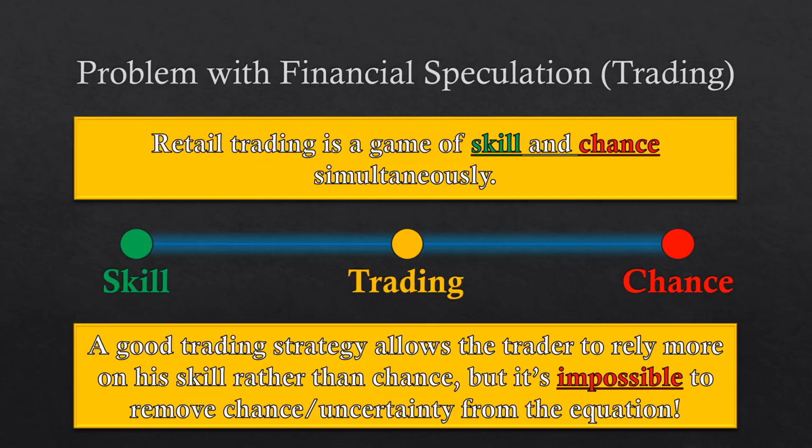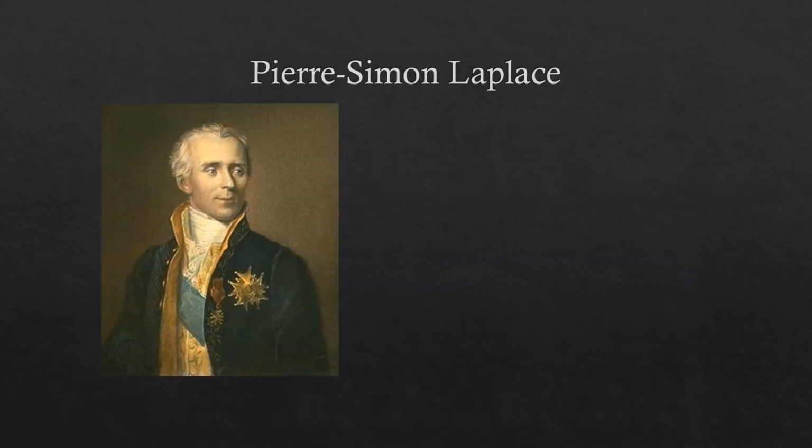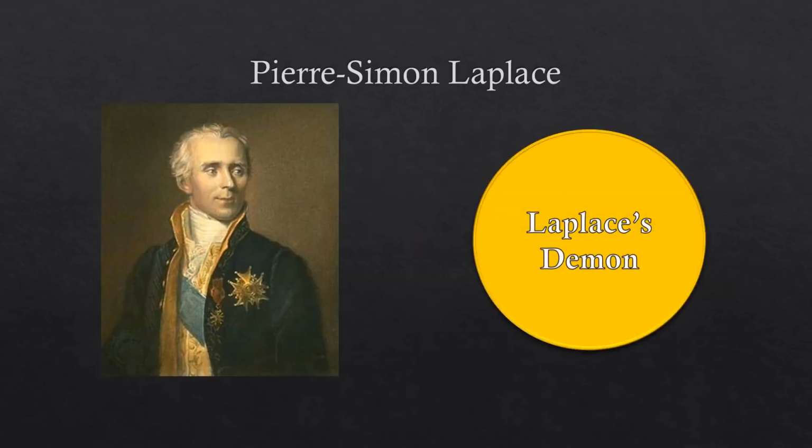In the history of science, there is a concept that helps us understand this idea of limited information. It's the concept of Laplace's demon, proposed by the French scholar and polymath Pierre Simon Laplace. Let's use Laplace's own words to see what Laplace's demon is all about.